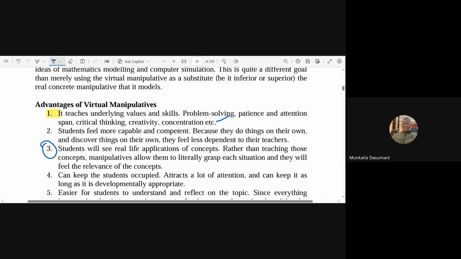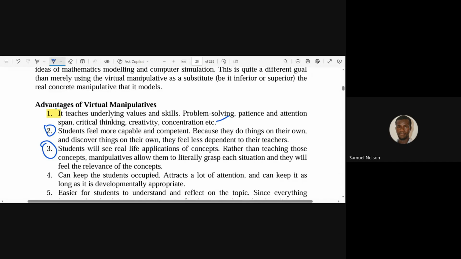Right. So the advantage of virtual manipulation is that students feel more capable and competent. In this sense, they are able to come out of themselves to create new things that may help in life situations. And then going further, he says that because they do things on their own, yes. So like I've explained, students are able to apply their knowledge in mathematics to create new things.